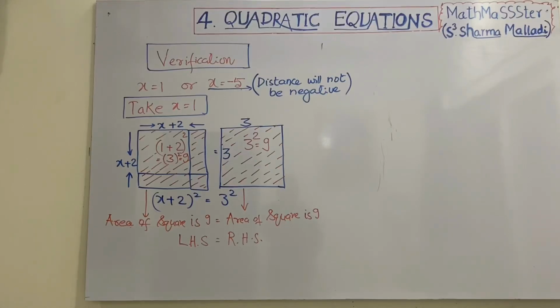X plus 2 whole square is equal to 3 square. You will get the value of x is equal to 1, and you should not take x is equal to minus 5, because area will not be negative.